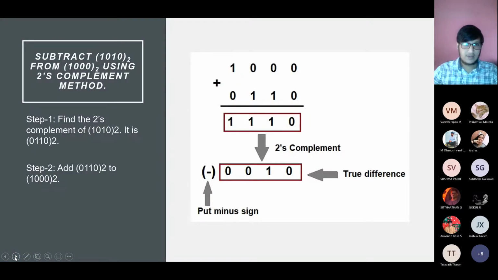So for example, subtract 1010 base 2 from 1000 base 2. We find the 2's complement of 1010 base 2, which will be 0110. We add it to 1000 base 2, and you will get 1110. Now we find the 2's complement of this number, which will be 0010. Now we put a minus sign because we are subtracting a larger number from a smaller number. So we get minus 0010. That's the answer. Next slide.